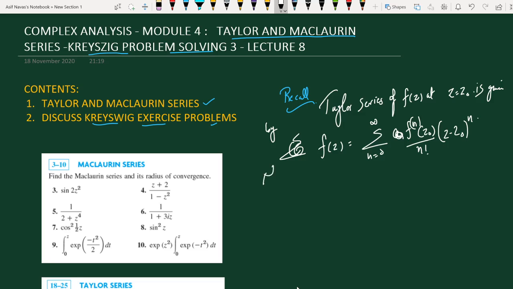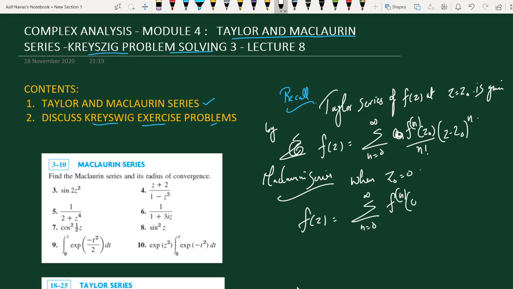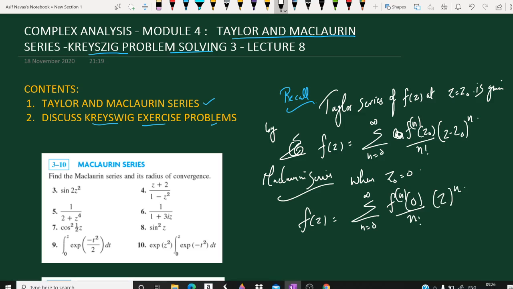Now, Maclaurin series is a special case of Taylor series when z naught is equal to 0. So, Maclaurin series of f of z is equal to sigma n equal to 0 to infinity f nth derivative of 0 divided by n factorial into z power n.